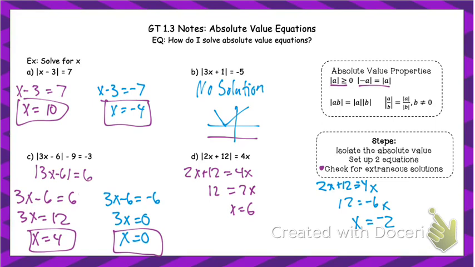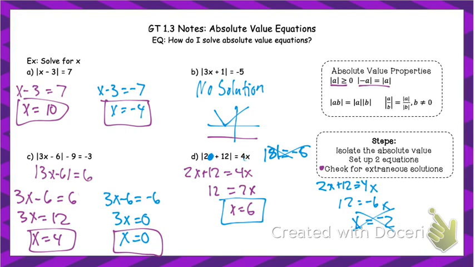Now, the problem with this one is, if I plug these answers back into the original, so if I take that x and replace it with -2 in both that spot and in this spot, I'm going to end up with the absolute value of 8 is equal to -8, which is not a true statement. That means that -2 is an extraneous solution, and we do not include that as an answer. So the only answer that we have in this case is x equals 6.